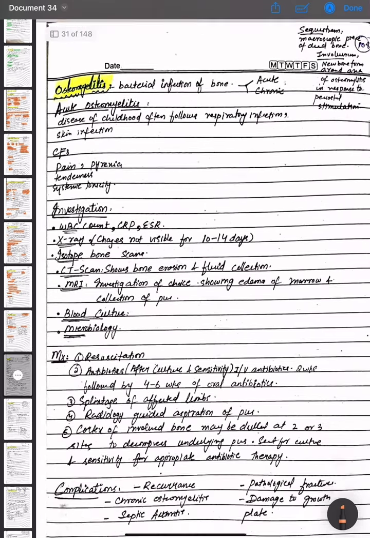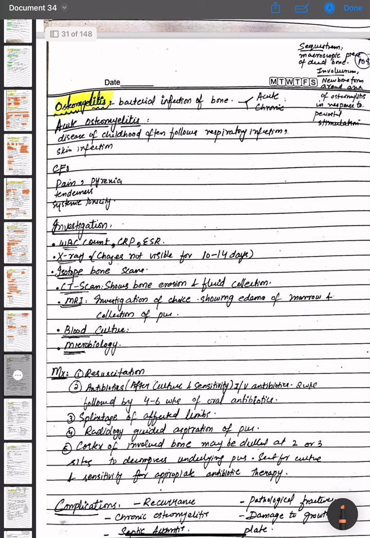Now coming towards osteomyelitis, what is osteomyelitis? It is a bacterial infection of the bone which is acute and chronic. Acute osteomyelitis is a disease of childhood and often follows respiratory infection and skin infection.